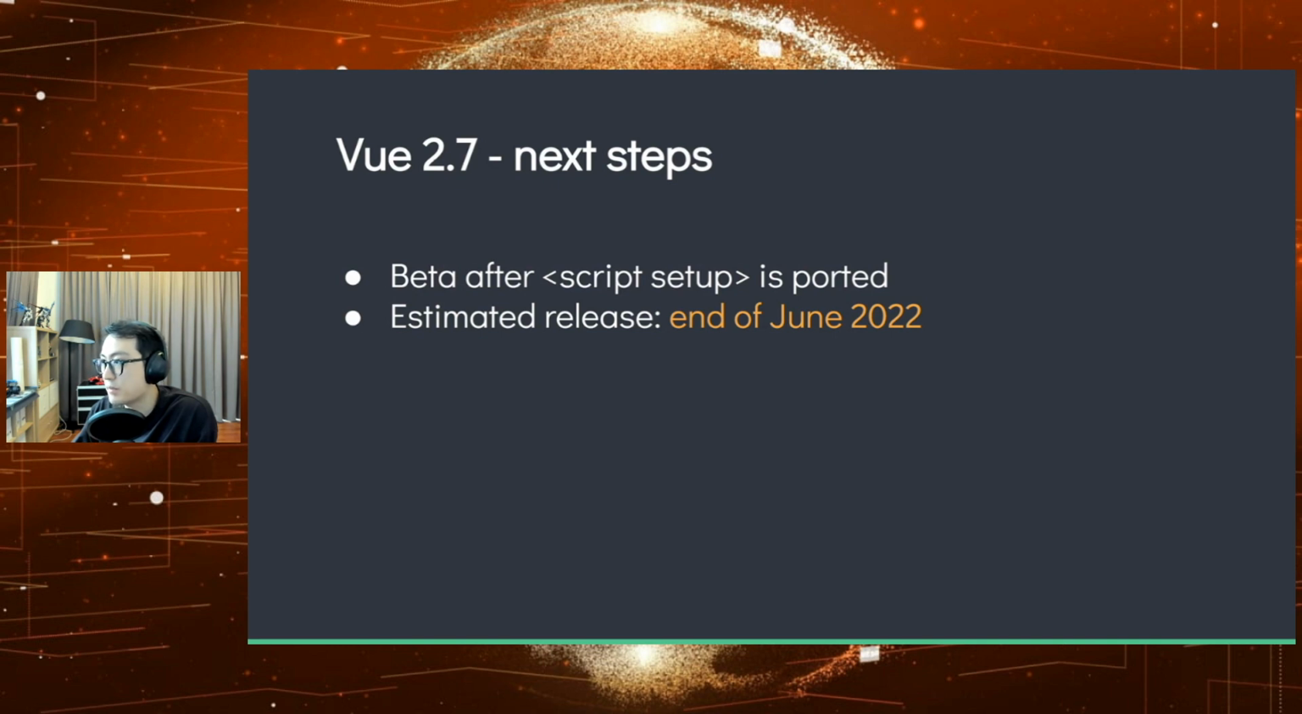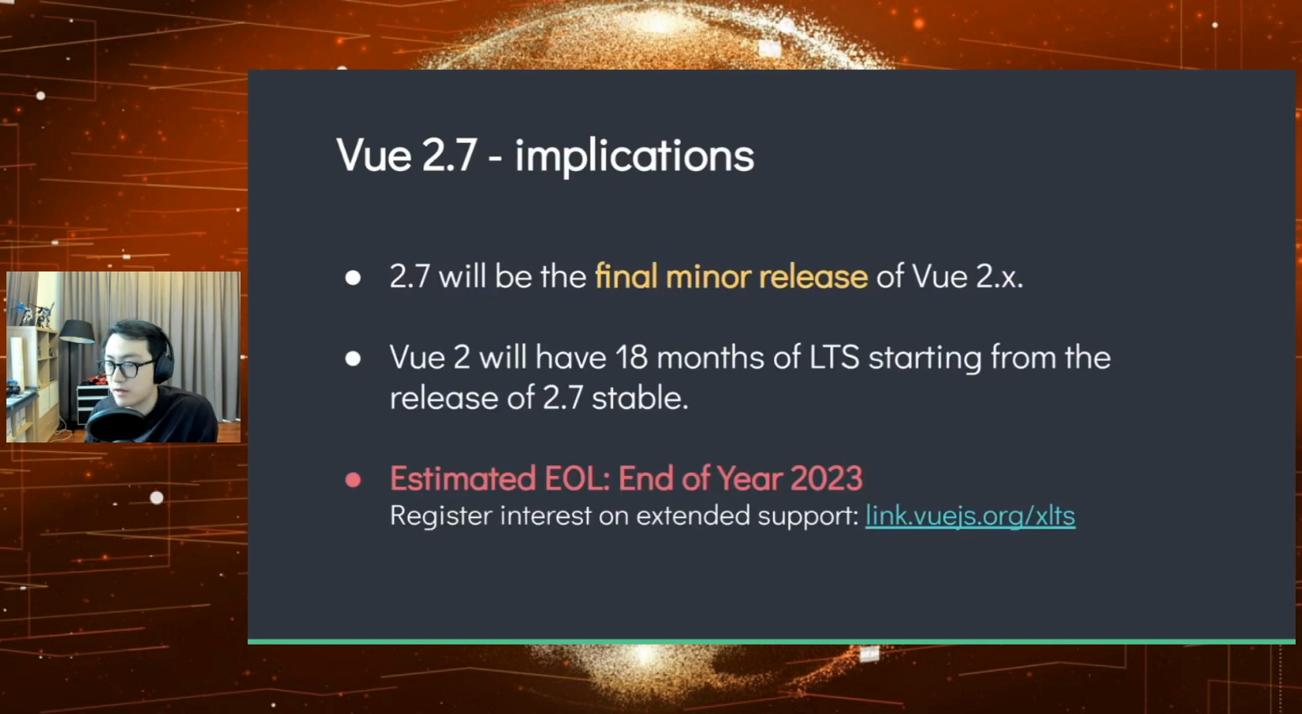There are some implications about this, because we talked about earlier that 2.7 is going to be the final minor release for Vue 2. Once we release 2.7, there will be no new features added to Vue 2. We will still fix bugs, obviously. We'll make sure Vue 2.7 has a smooth upgrade path.